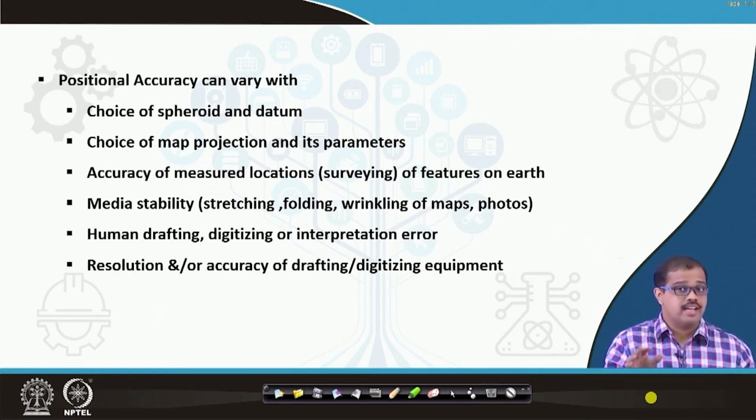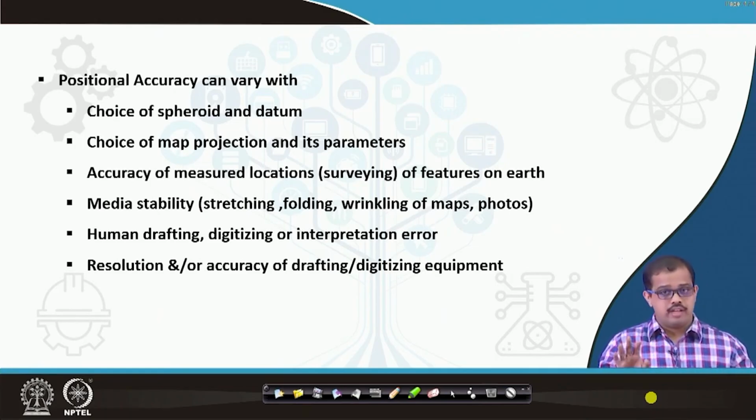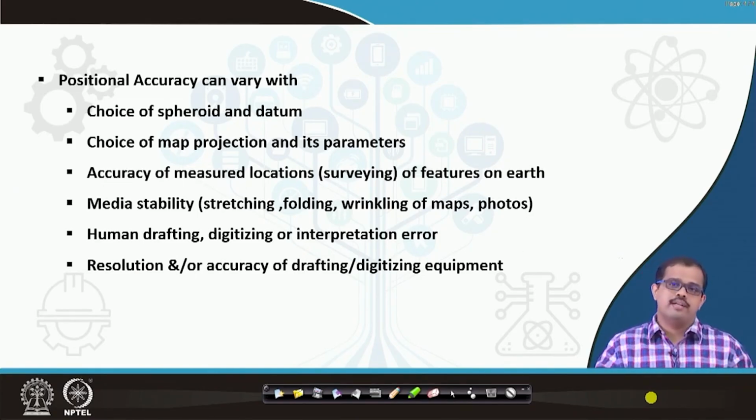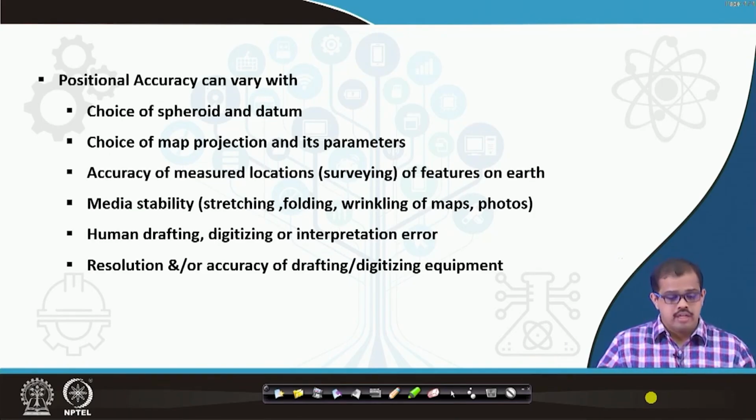If you have considered exact measurement locations accuracy, then you know where that particular point has to be, so you can shift a particular point, or if it is extremely accurate, then you can maintain the data set as it is. Then the media stability, what kind of stretching, folding, wrinkling of maps or photos may have happened if you have a physical map. Okay, then human drafting and digitizing errors, this also can be easily found out.